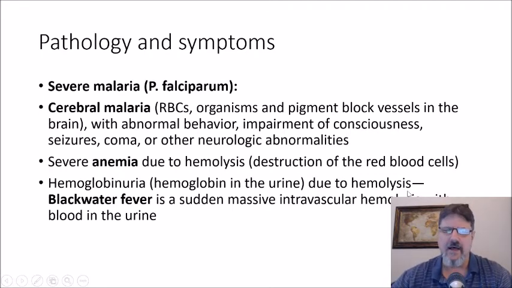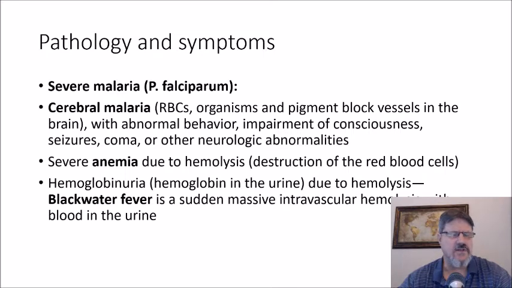Now, concerning pathology, Plasmodium falciparum is clearly the most pathogenic. It is the one that will kill, and it causes severe malaria. There are several different things that you can see with Plasmodium falciparum, all very dangerous, and probably the most dangerous is cerebral malaria. This is where the RBCs, the organisms, and the pigment block the blood vessels to the brain. It can be seen with abnormal behavior, impairment of consciousness, seizures, coma, and other neurological abnormalities. And it can be fatal.